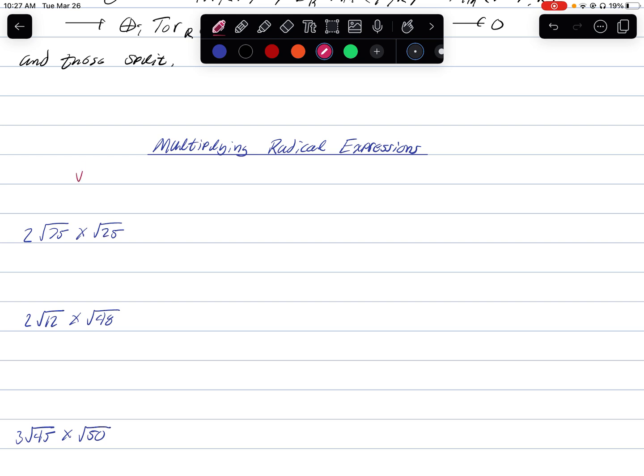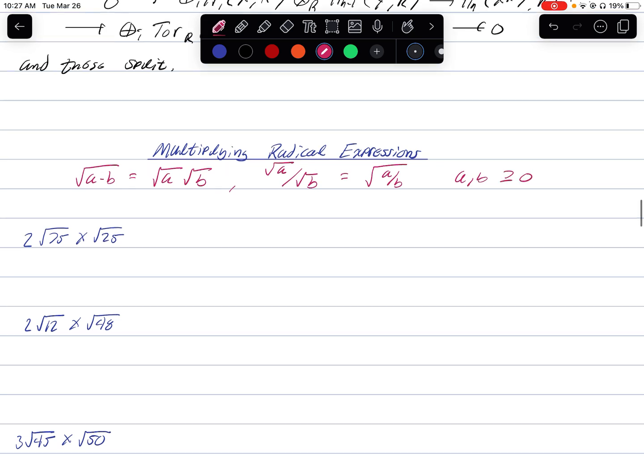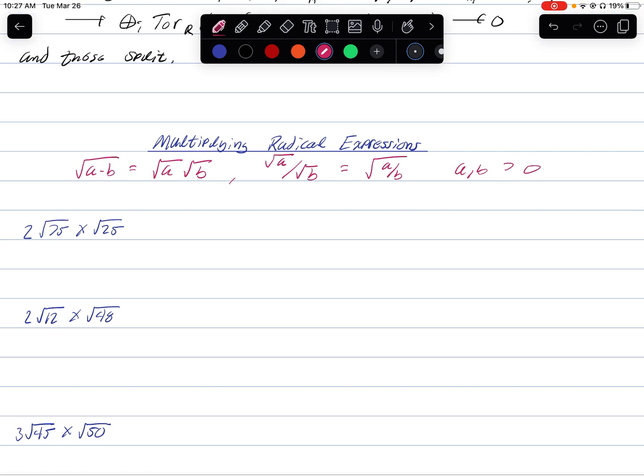If we have the square root of a times b, we can rewrite this as the square root of a times the square root of b. I think we've already seen this, but this is just a quick review. Very similarly for division, if we have the square root of a divided by the square root of b, this can be rewritten as the square root of a divided by b. This is all assuming that both a and b are positive numbers, so they're greater than 0. Okay, so let's go ahead and get started here with a few examples.